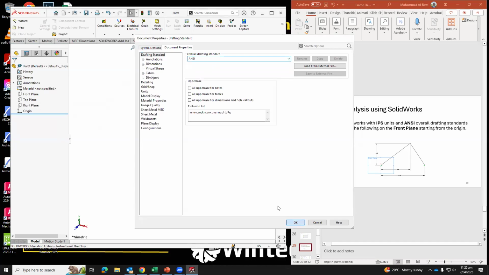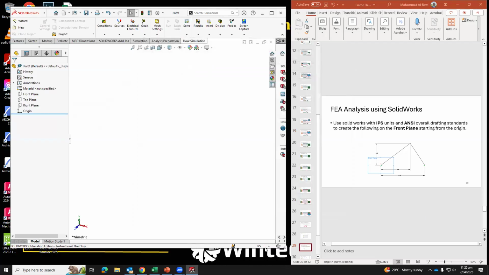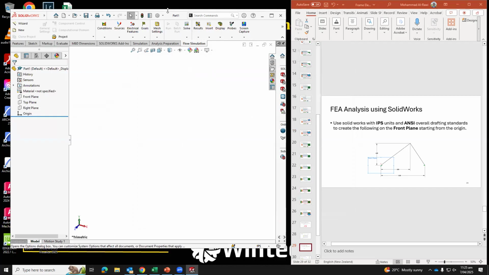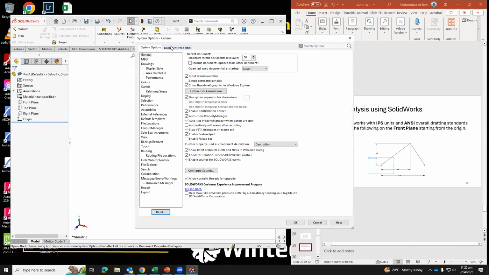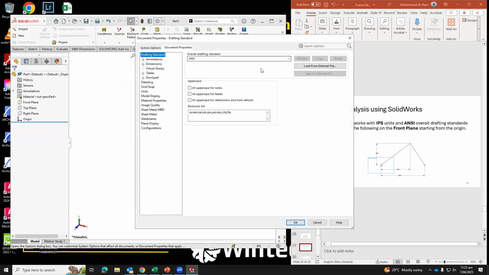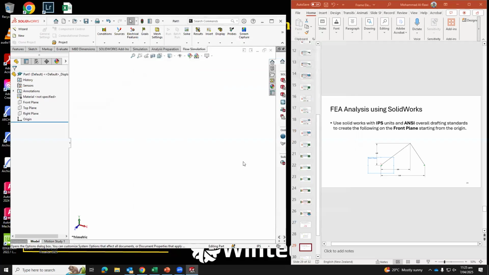So again, where did I go? I came here and changed the units to IPS, inch, pounds. With that gearbox you see on the top, I'm zooming in. When you click on it, you can go to document properties. I change the setup from ISO to ANSI. These are different standards used by industry. Okay, and you click OK.